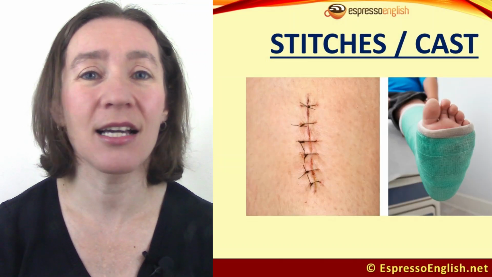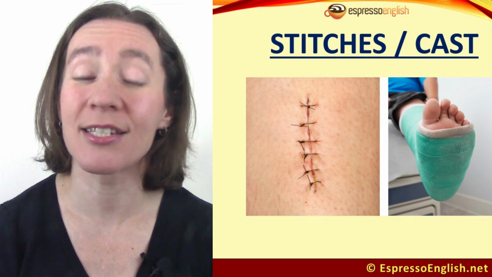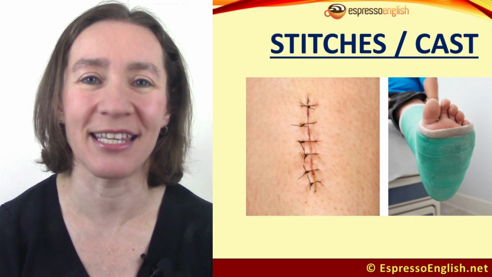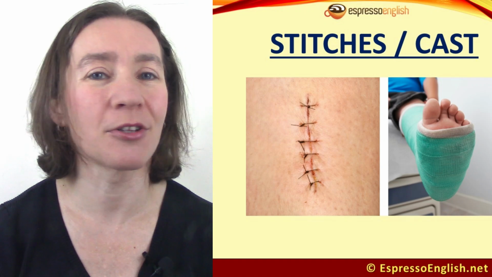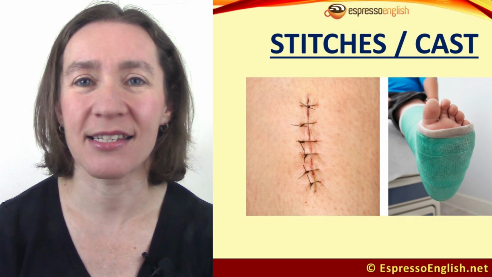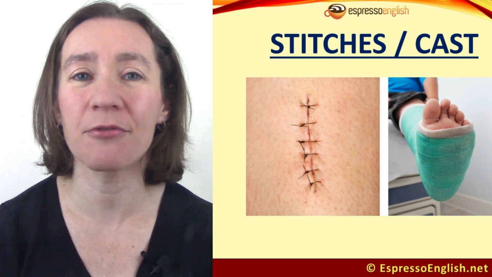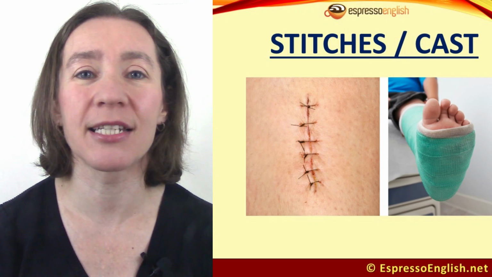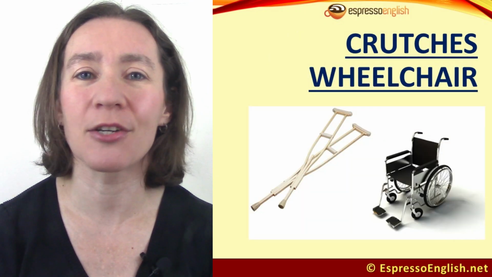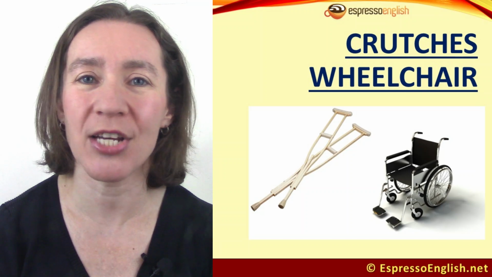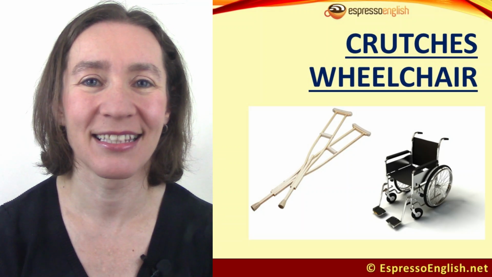If you have a bad cut, you might need stitches to hold your skin together and help it heal. If you've broken your leg, then you'll need a cast. That's a hard plaster covering around it to keep it stable until the bone heals. And you'll also need crutches or a wheelchair to help you get around.